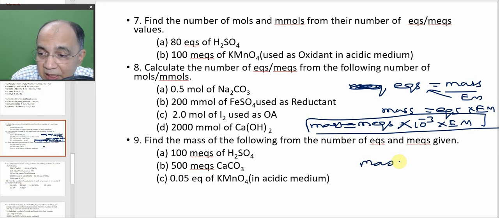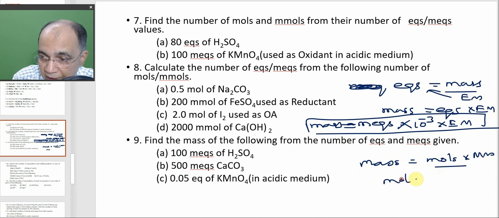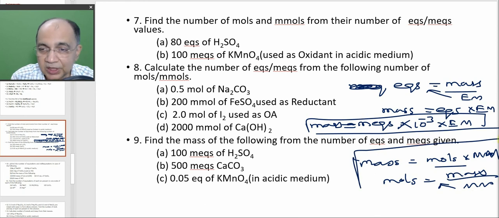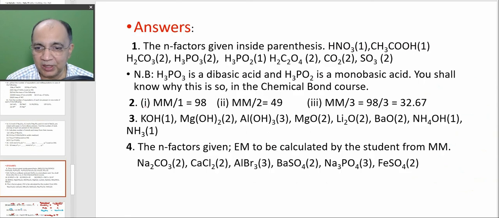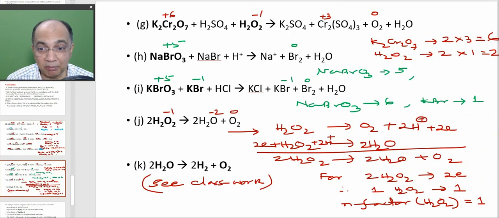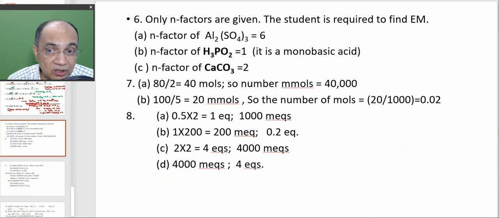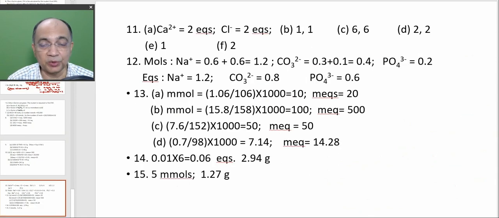Similarly, mass will be equal to the number of moles into molecular mass. Same way, the number of moles is equal to mass by molecular mass. This is mm. Mm means molecular mass. So mass will be equal to the number of moles into molecular mass. So keeping these things in mind, you solve all these very meticulously, up to 15 problems, and answers are given. Try to match. In many cases I have given the entire solution. You can match. So with this, bye bye. See you in the next program of BCC.